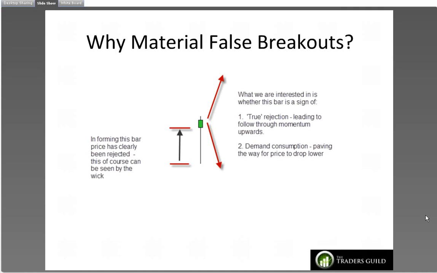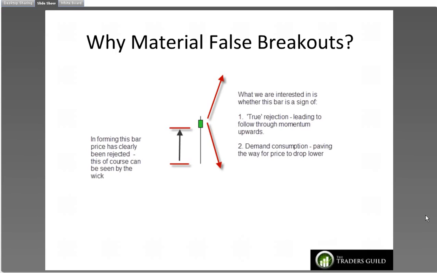But this also could be demand consumption. By that, I mean, in reacting from the demand down here, it's also consumed some of the demand down here. So it cleared some of the demand down there. So if this is a strong trend down, this could be just a pause in that trend, clearing the demand in the way, so the selling pressure can take over and be easily pushed down.